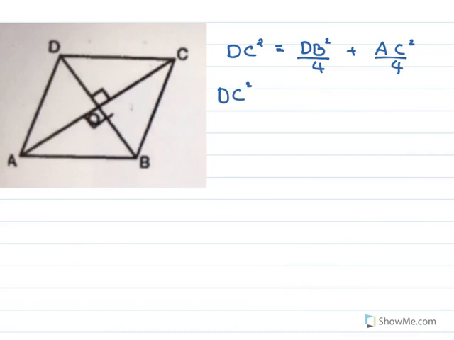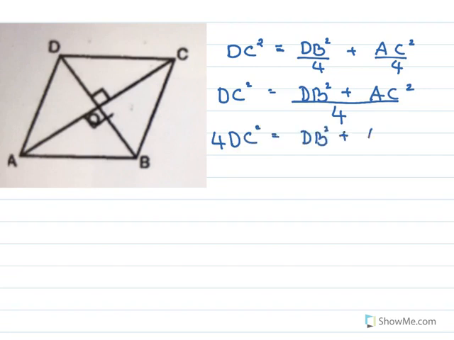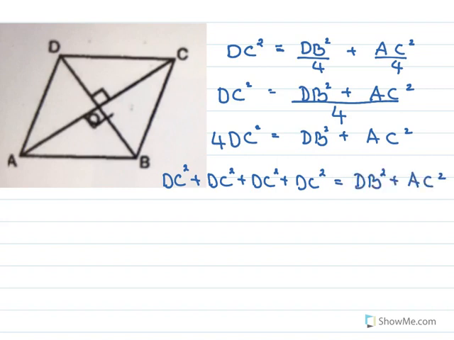So here is where we left. Now let's take LCM. 4 is the LCM. So I have DB square plus AC square. Take the 4 on the other side. So I get 4 DC square equal to DB square plus AC square. Now here I have 4 DC square, which means I have DC square plus DC square 4 times, equal to DB square plus AC square.